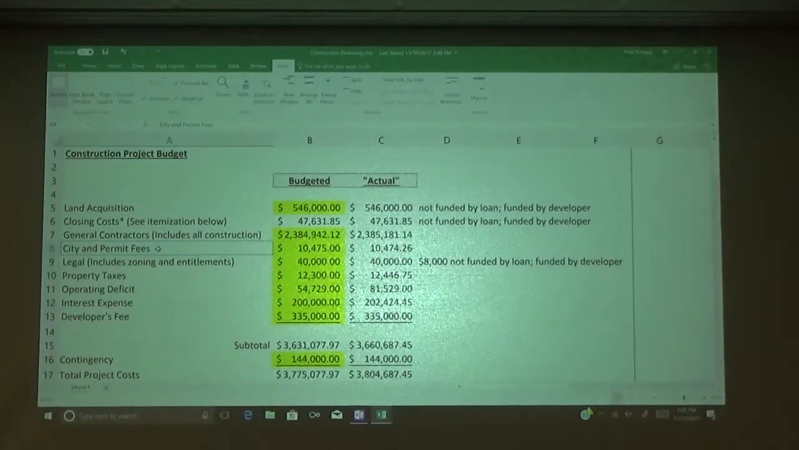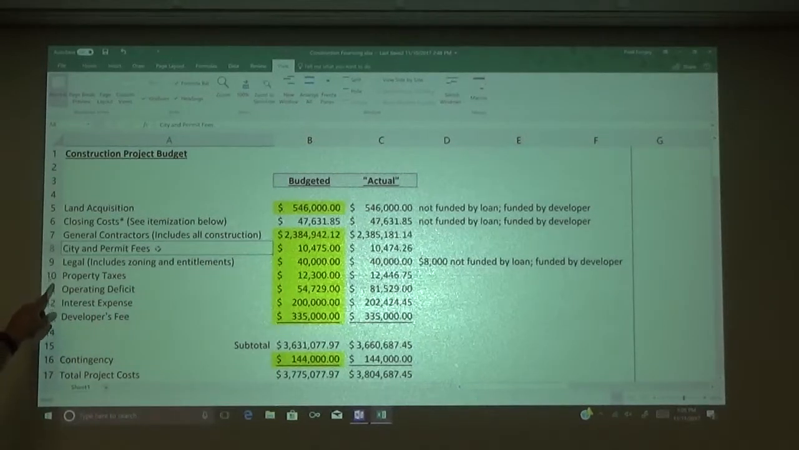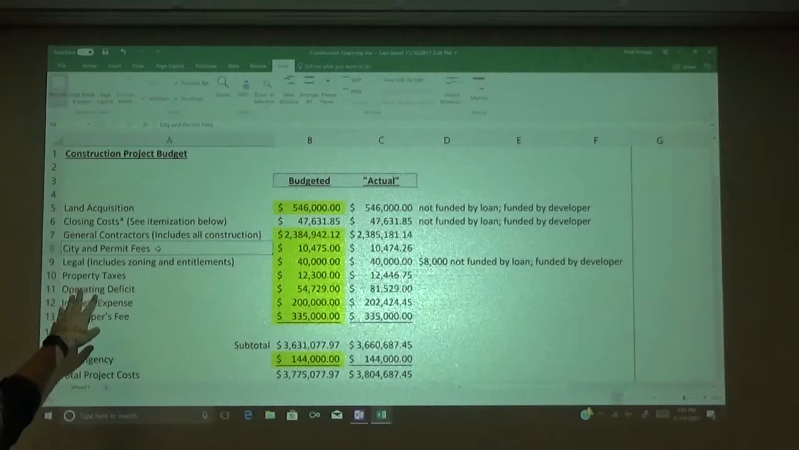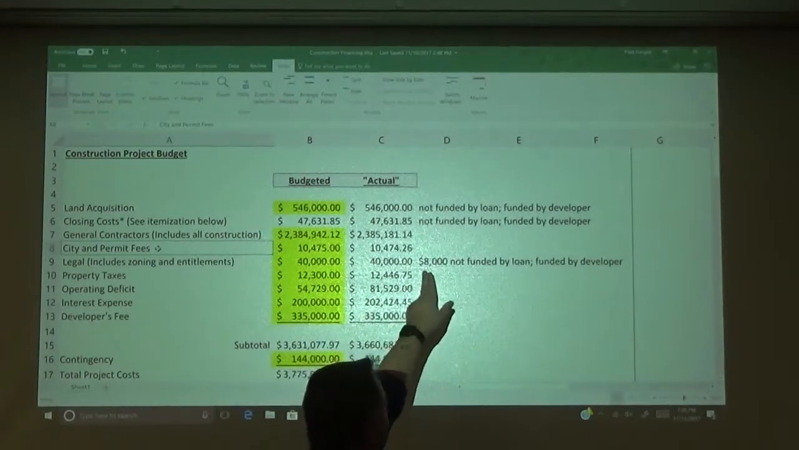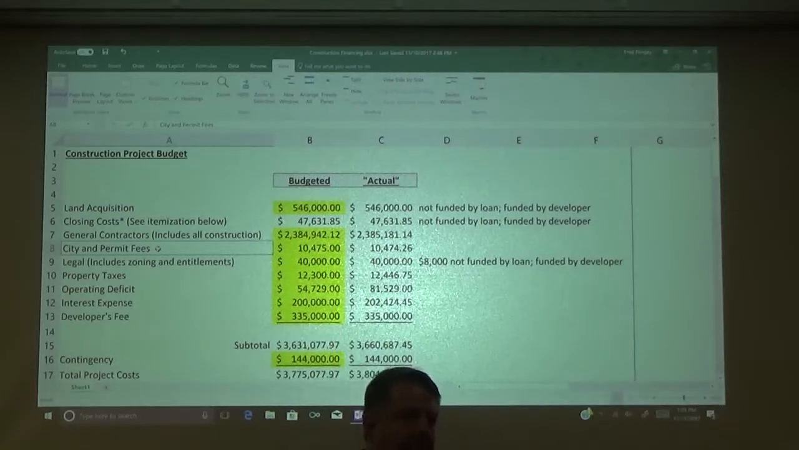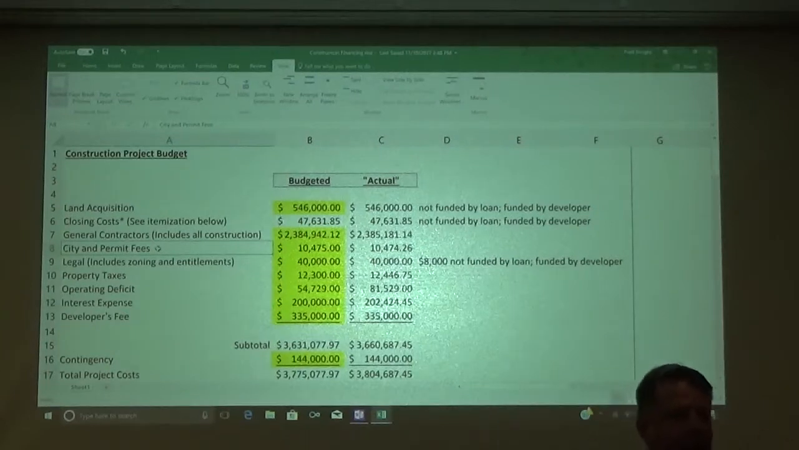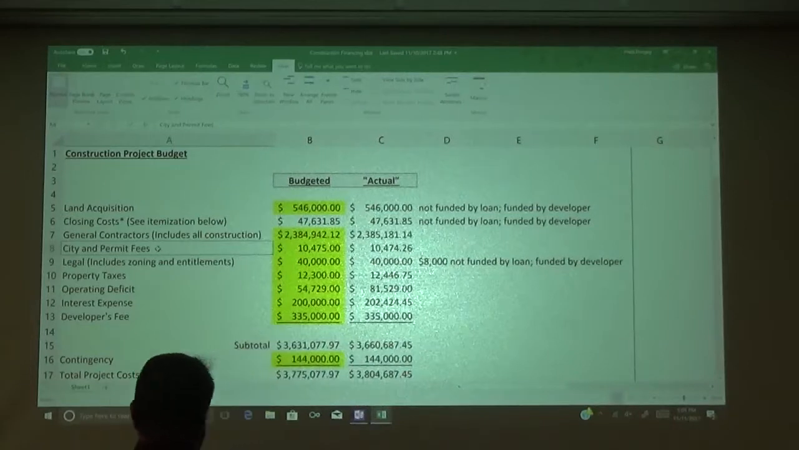Does that make sense? So once again, the developer buys the land and pays for the closing cost. One other piece is under legal: while it includes zoning and entitlements, there was also legal work that had to be done up front for the purchase. They separate that out, and it's about $8,000. It's not going to be funded by the loan; it's going to be funded by the developer. All of that becomes clearer if you look down the model at where the charges are occurring and when they're occurring. Any questions up to this point?